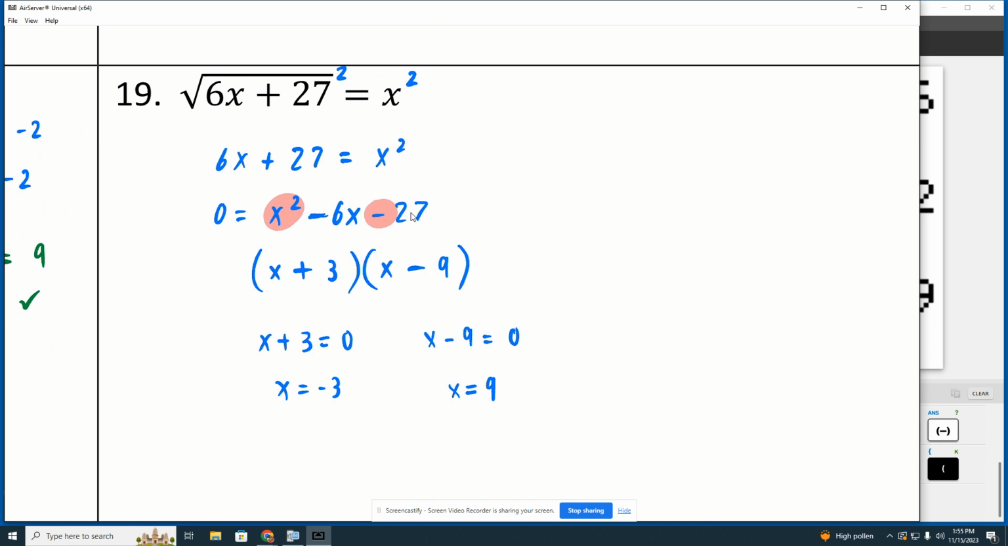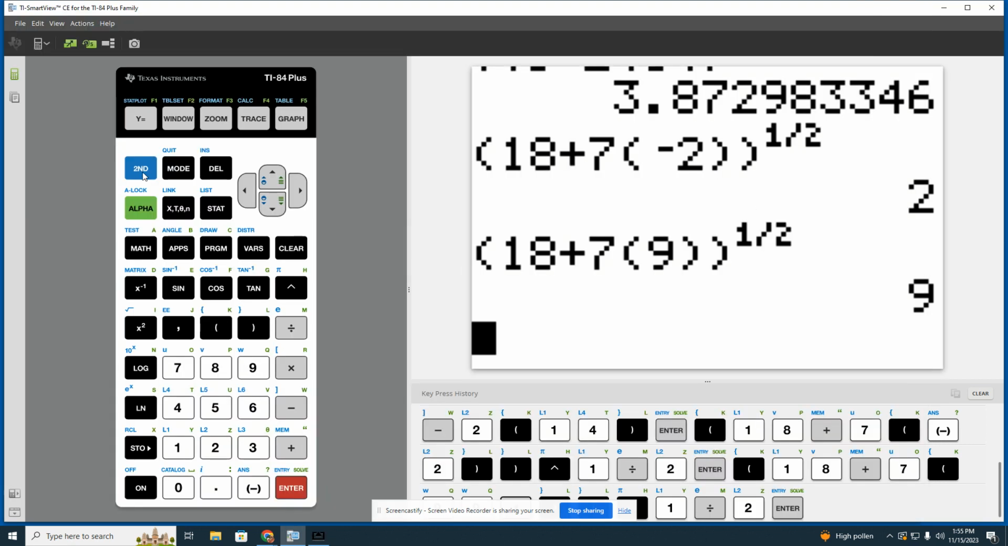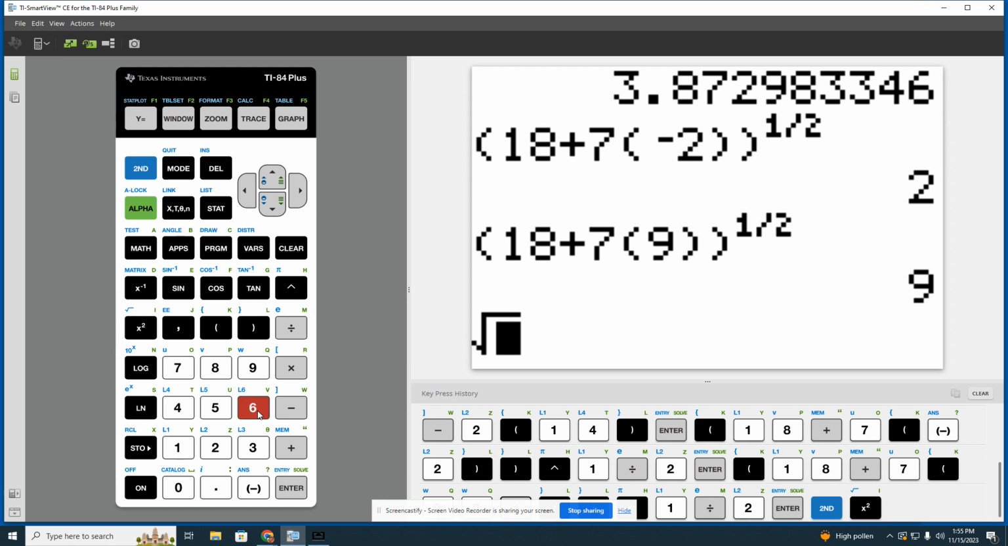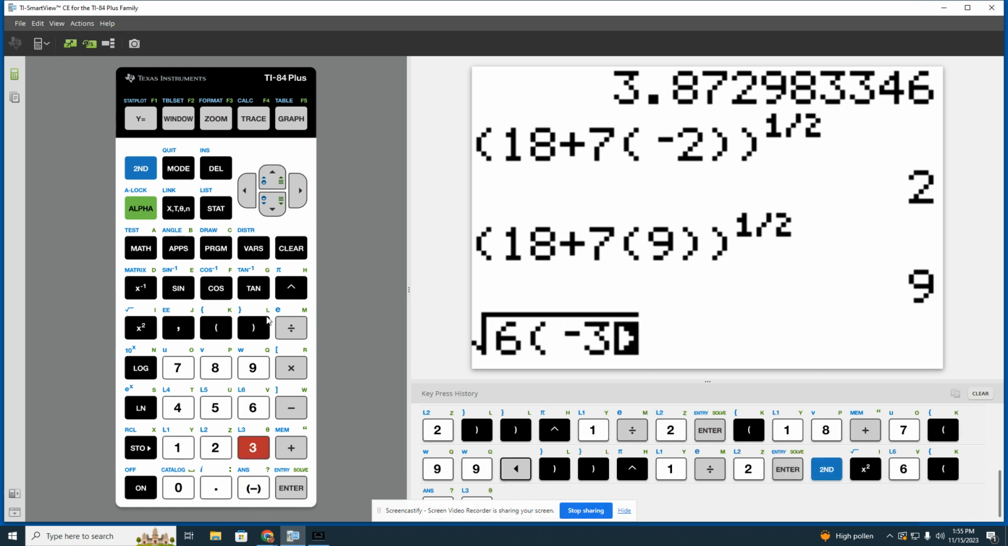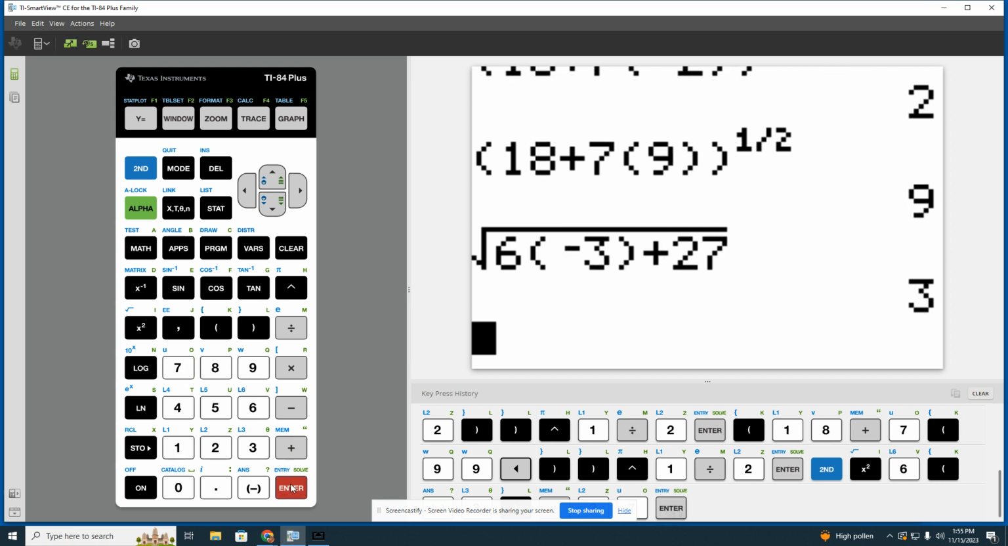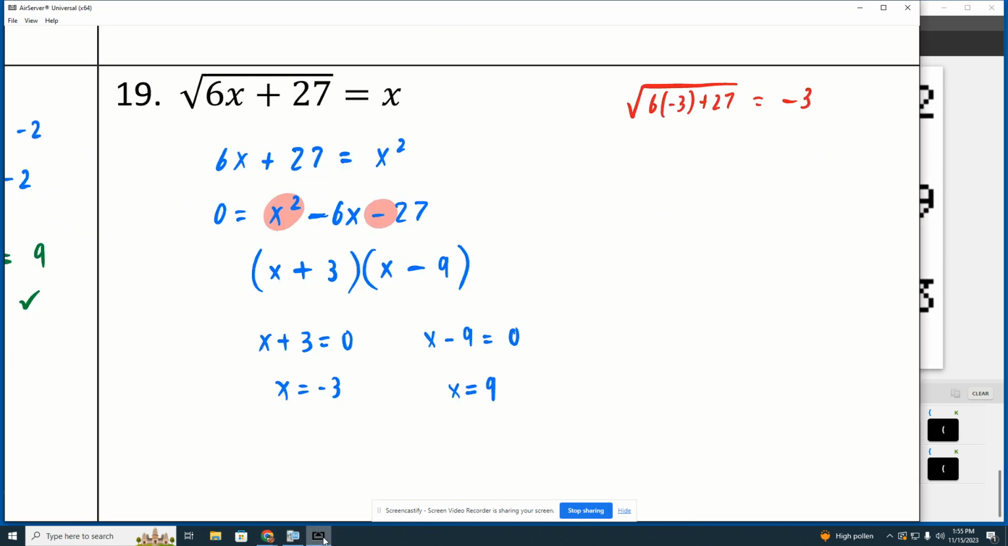Again, go back to the original problem, and you're just plugging them in. So I'm going to go to my calculator and do the square root of 6 times negative 3 plus 27. And I'm going to see if it equals x, which is negative 3 in this case. So square root of 6 times negative 3 plus 27. And here I get positive 3. Guys, does positive 3 equal negative 3? No. So this one is extraneous.